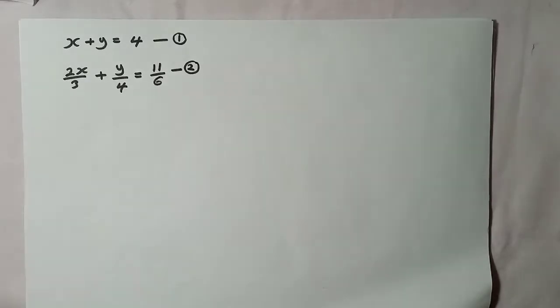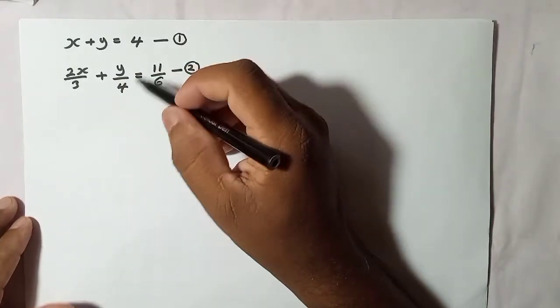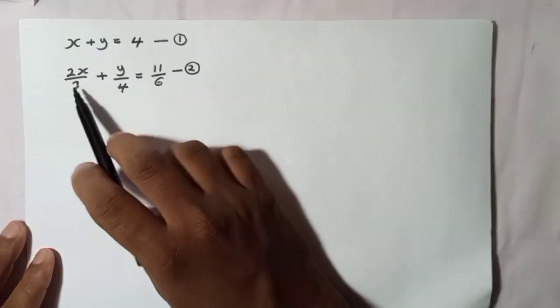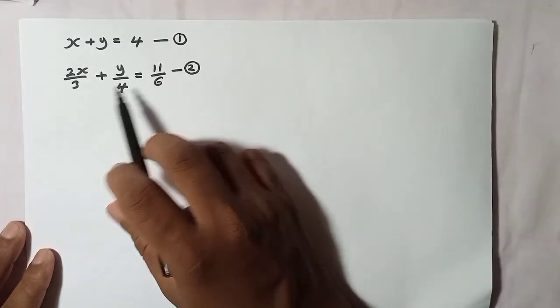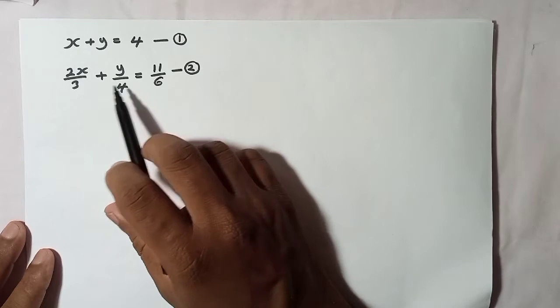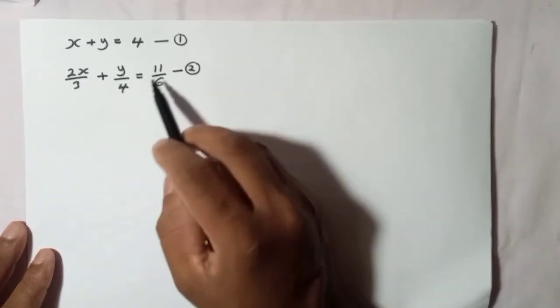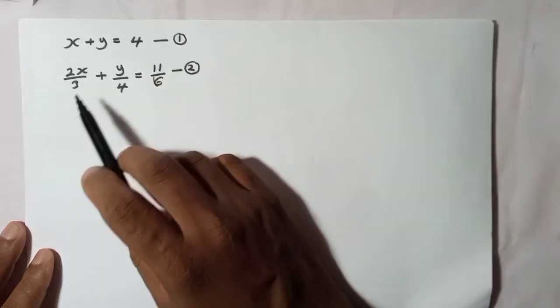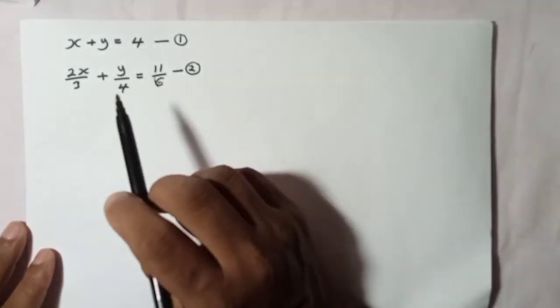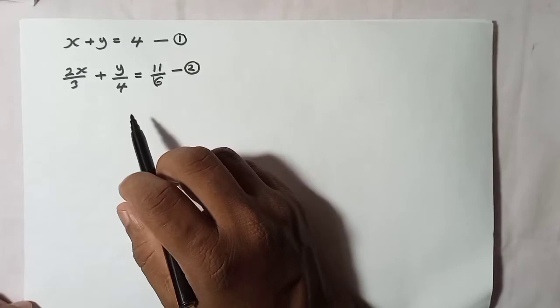Right, now think, sometimes we have to solve this type of simultaneous equation. Now you can see the second equation has denominators, I mean fractions, here and here. When we have this type of simultaneous equation, what can we do?